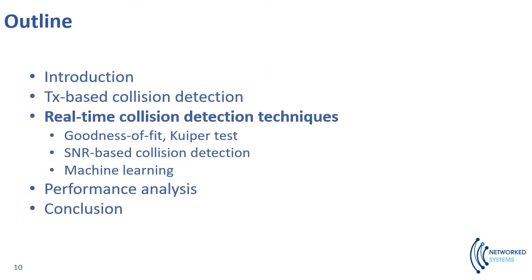So we show that with collision detection, we can improve the throughput performance of the network as well as the energy consumption. But the assumption was to detect collision in 0 seconds, very fast. So here we review goodness of fit as the state-of-the-art detection technique and introduce our methods which can detect collision faster than the current state-of-the-art.